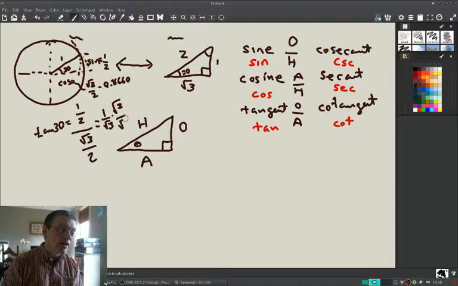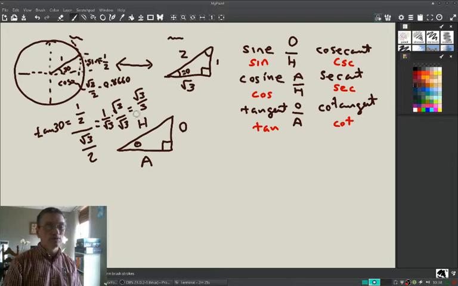Some people hate having square roots in the basement, so they multiply by square root of 3 top and bottom, which is just 1, which is okay. You get square root of 3 over 3. That's another way to write 1 over square root of 3. I am happy with either way. I do not get offended if square roots are in the basement. Alright? So that's the way to think of tangent.